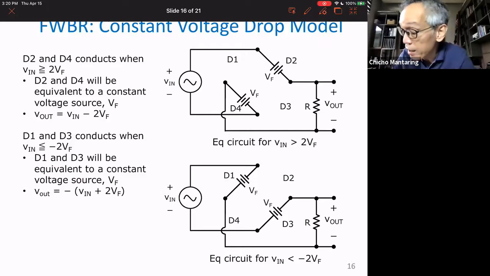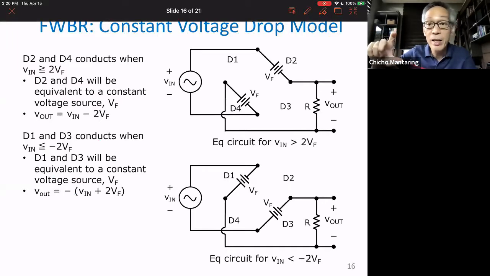Now, during the negative half cycle, ganun din, my diode will not conduct unless my input is less than, this time, the negative of 2 V sub F, no? Kasi ang input ko ngayon, baliktad yung polarity, okay? So that the diode will only conduct when the input voltage is less than negative 2 times V sub F. And my output will be the negative of V in plus 2 V sub F. So you can do that analysis easily by applying Kirchhoff's voltage law to this particular loop, adding all of the voltages. You're going to see that this is correct.